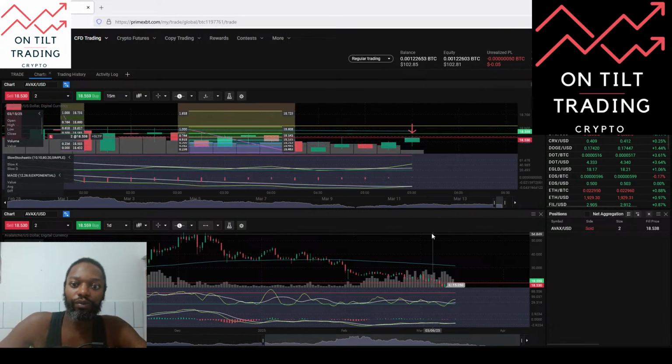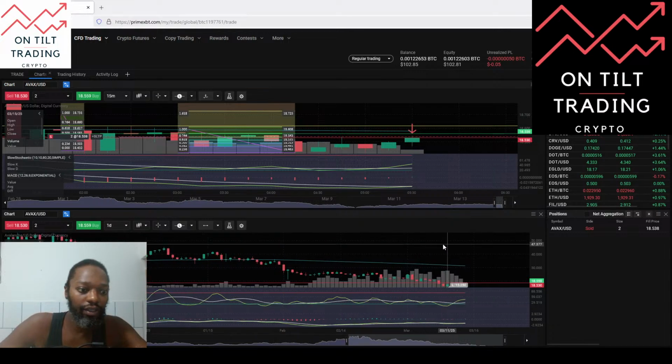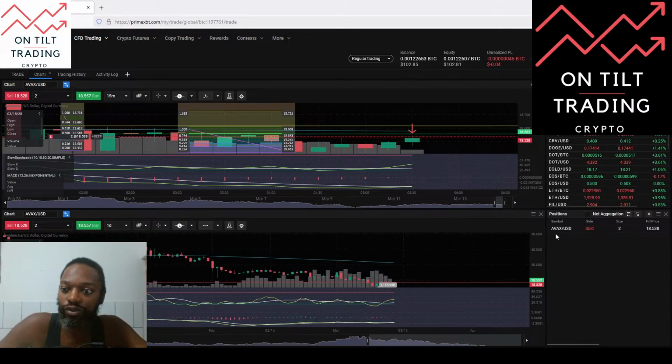Okay, I'll tell you what I'm seeing on Avalanche that just had me take this short here. So to first put my charts into perspective, up here we have the 15-minute chart. Down here we have the daily chart. On the 15-minute chart, I'll bring your attention to this blue line right here. This is the 200 EMA.